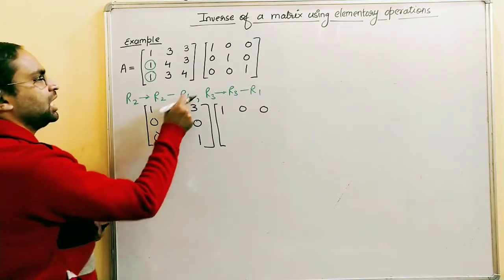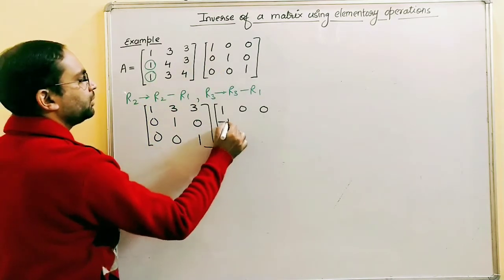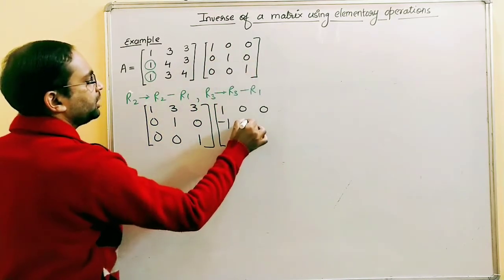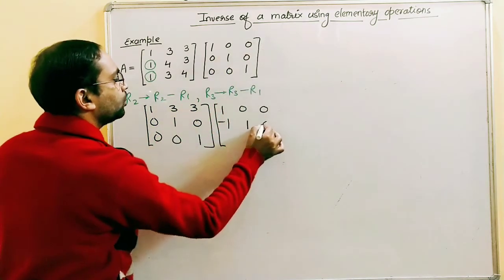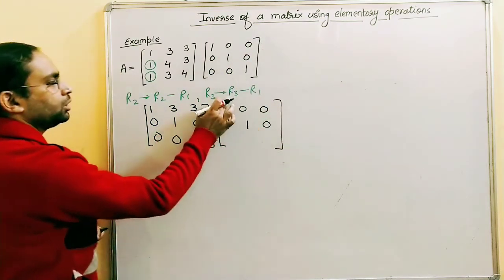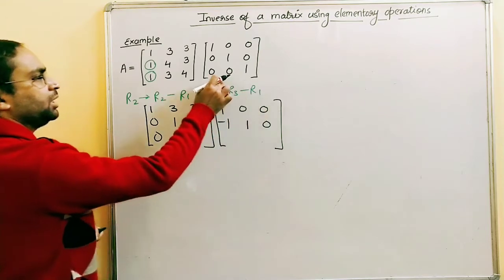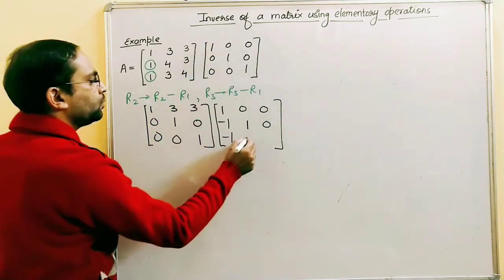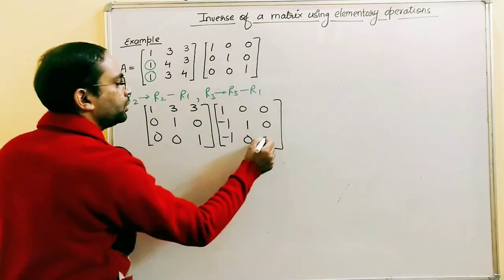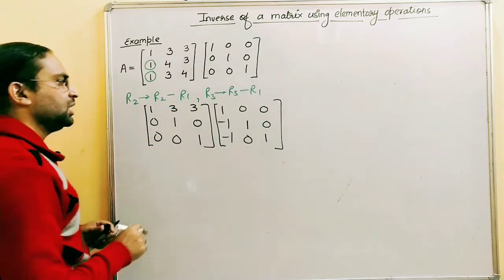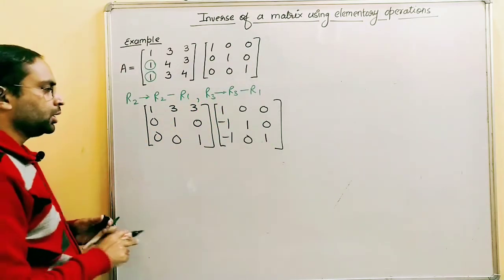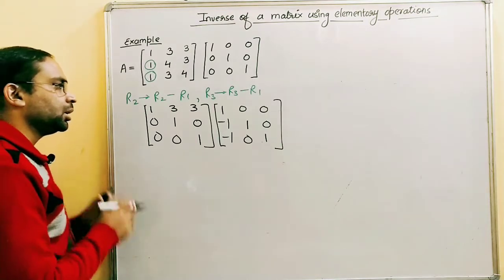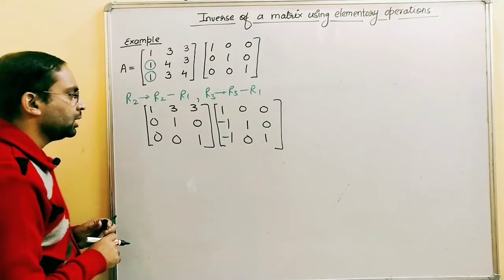Now R2 minus R1: 0 minus 1 will be a 1, 1 minus 0 will be a 1, 0 minus 0 will be a 0. Now the next operation, R3 minus R1: 0 minus 1 will be a 1, 0 minus 0 will be a 0, 1 minus 0 will be a 1. So these are the first two operations. You can see the matrix has already been converted into an upper triangular matrix.